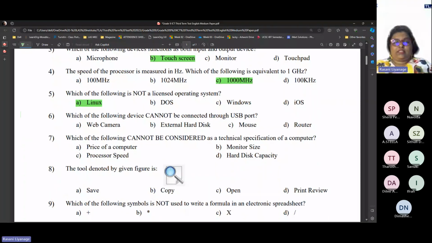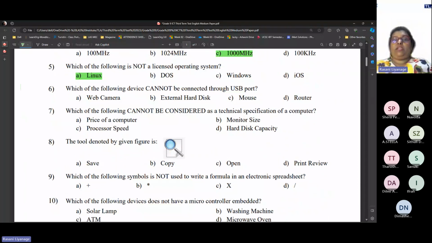Right. 6. Which of the following devices cannot be connected through a USB port? Webcam, external hard disk, mouse, all would be connected through USB. The router is through RJ45.